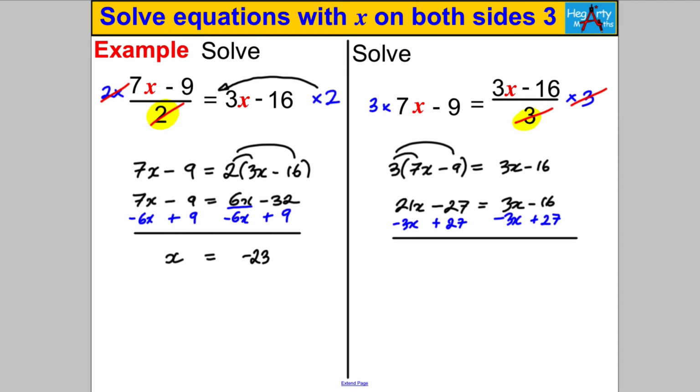What will I have? Well, on the left hand side I'll have 21x take away 3x is equal to 18x, and on the right hand side I'll have negative 16 add 27, which is going to be positive 11, which I'll just write like that. And what do I do now? Well, I'm going to divide both sides by that 18 to get x by itself, and I will get myself x is equal to 11 over 18. And again, it's dead hard to check. I'm not going to even try, but that is the right answer.